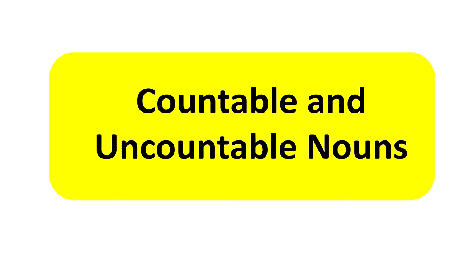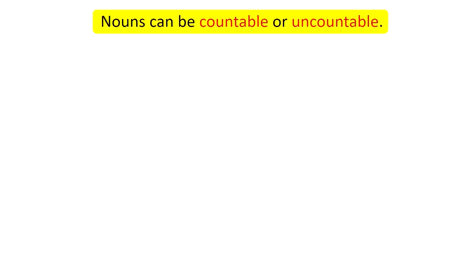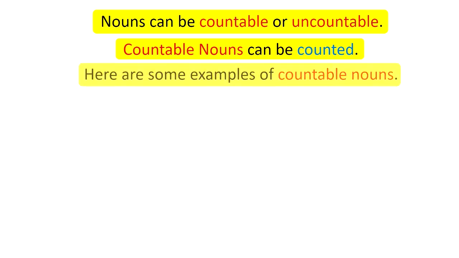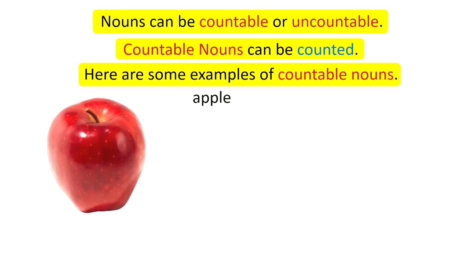In this video, we will learn about countable and uncountable nouns. Nouns can be classified as countable or uncountable. Countable nouns can be counted. Here are some examples of countable nouns like apple. Here you can see that apple can be counted.